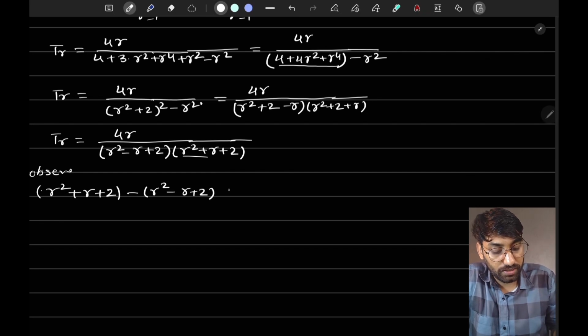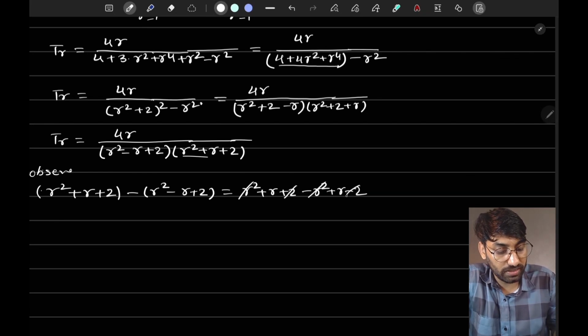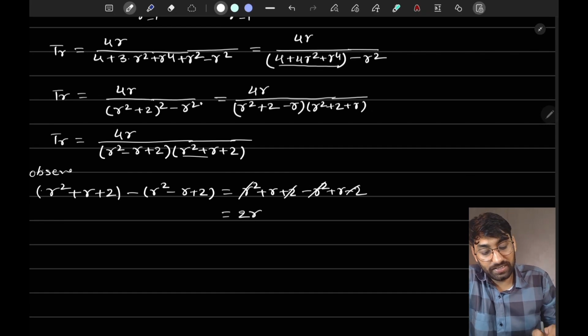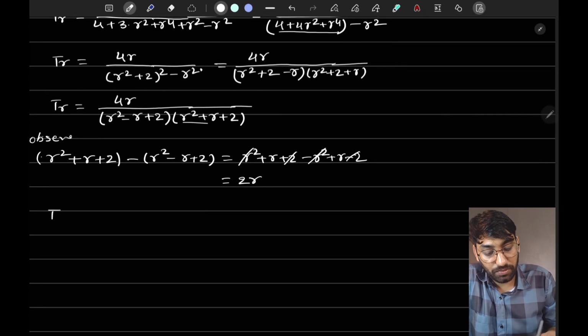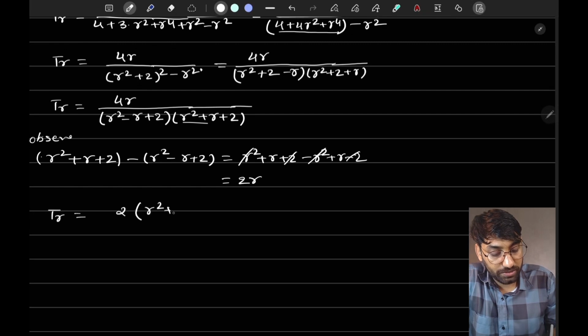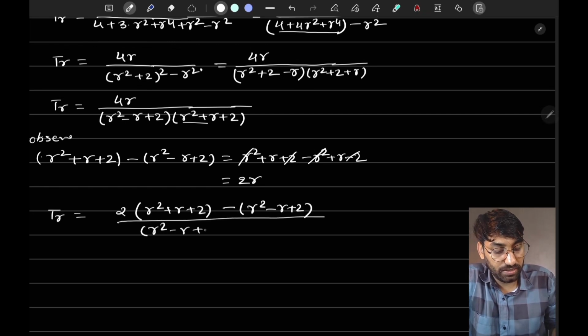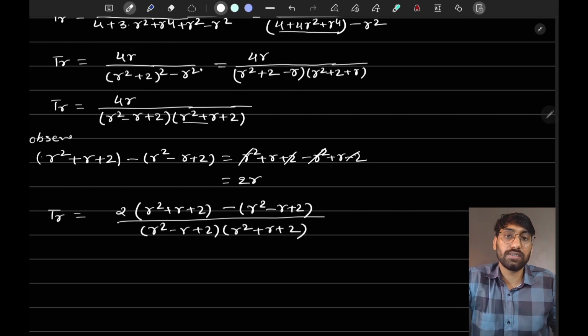That is nothing but what? r square plus r plus 2 minus r square plus r minus 2. It means r square gone, plus 2 gone. So that is nothing but what? 2r. It means my TR can be written as 2 times (r square plus r plus 2 minus (r square minus r plus 2)) whole divided by (r square minus r plus 2) into (r square plus r plus 2). Correct? This is what we can do.